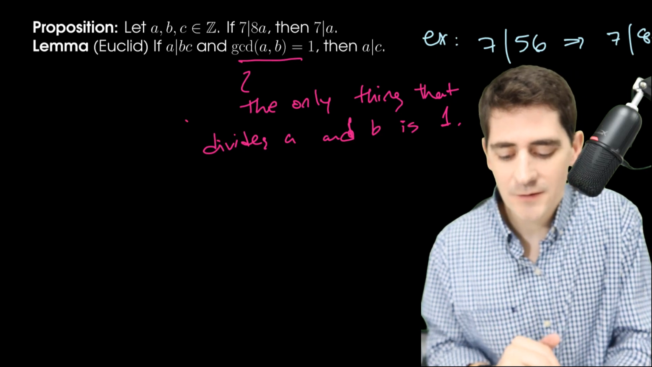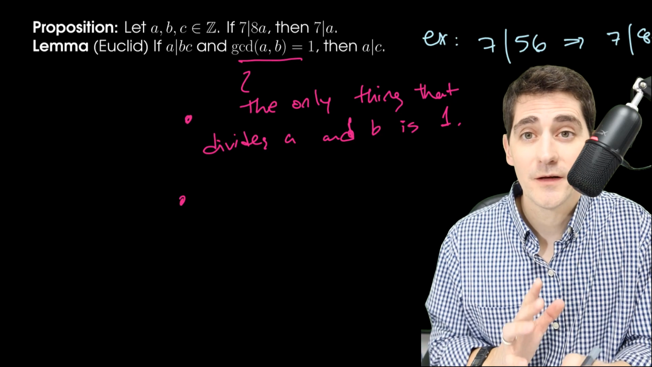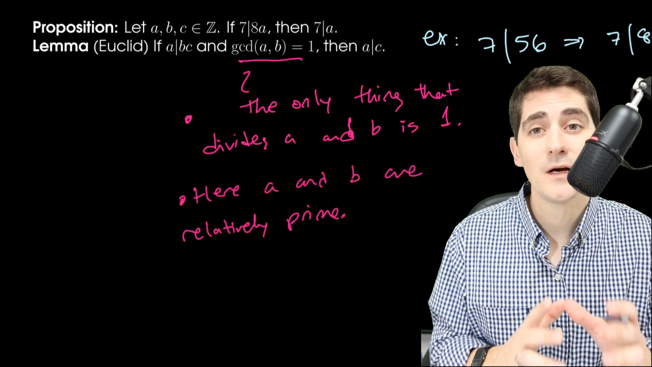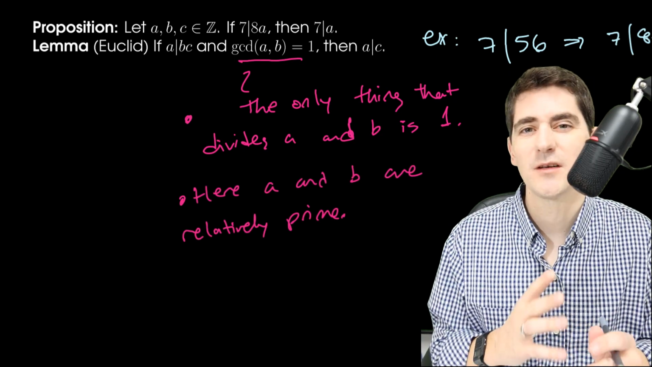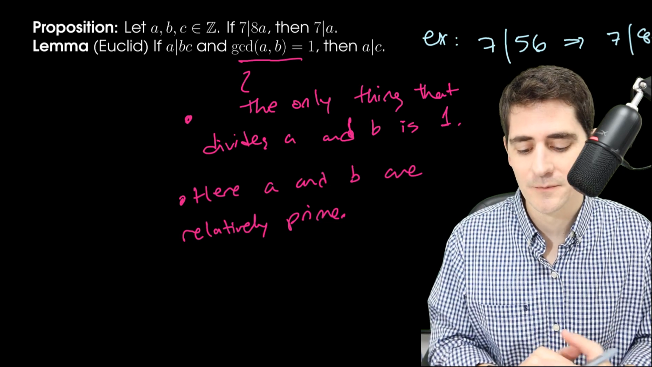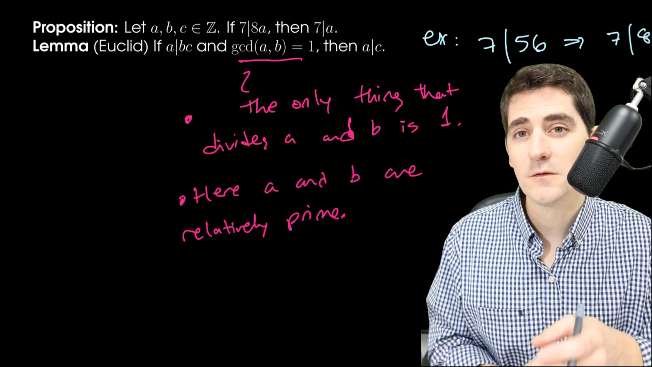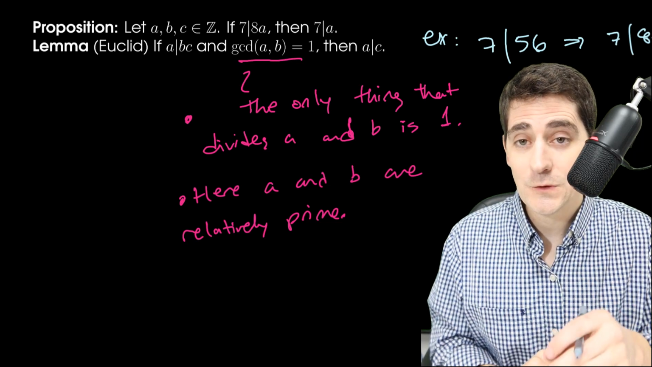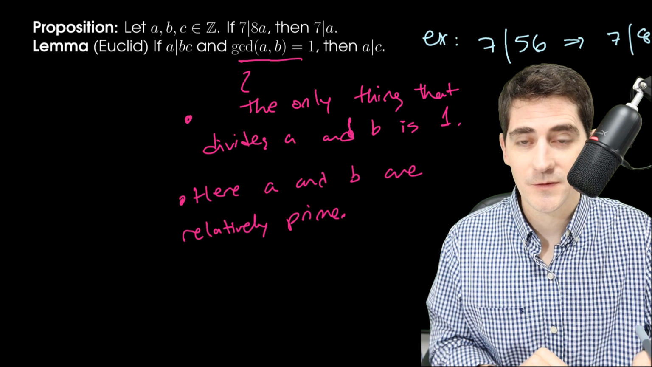This greatest common divisor equals 1 also has a term attached to that. We say that a and b are relatively prime. So it's kind of like they're prime with each other. They don't have any common divisors other than 1. Okay, so we're going to use Euclid's lemma. We don't have to prove it today. We will later. But we're going to use Euclid's lemma to prove this proposition.